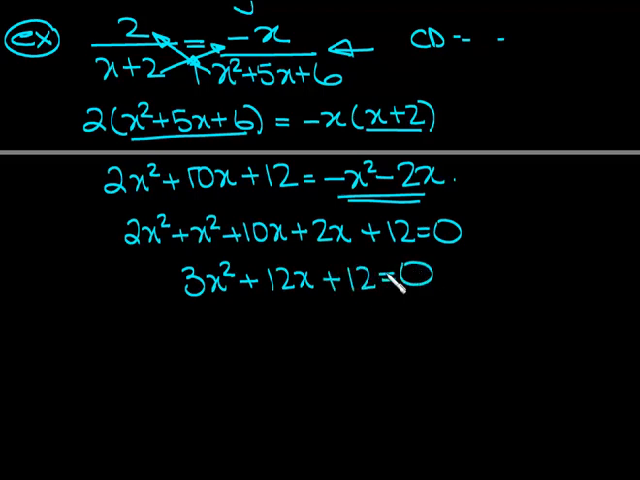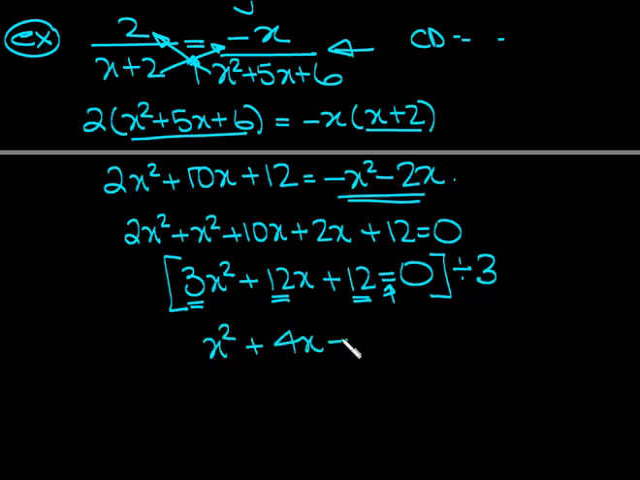Okay, so now we can go ahead and divide everything by 3 because you have an equality, so I can divide both sides by 3. Whatever I do on the left I can do on the right, and the reason for that is because there's a 3 common in all the terms. So always try to make your numbers smaller. So I'm going to divide by 3, so we get x squared plus 4x plus 4 is equal to 0.